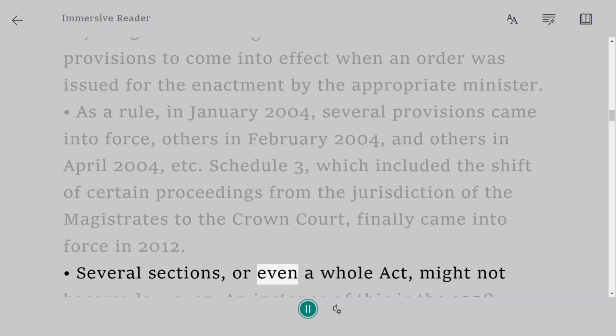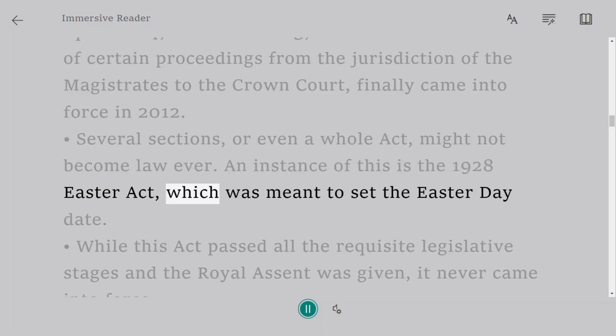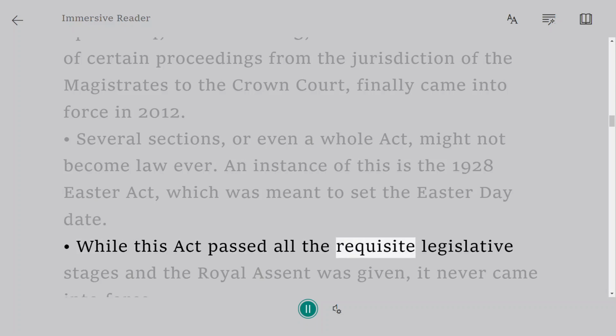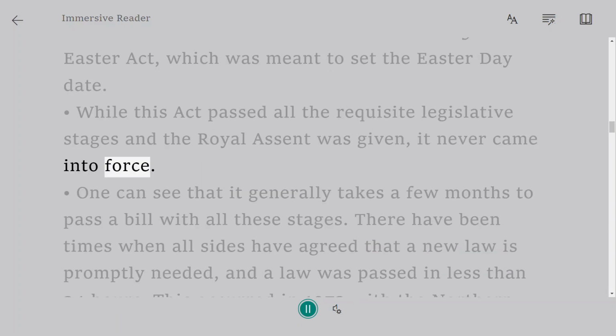Several sections, or even a whole act, might not become law ever. An instance of this is the 1928 Easter Act, which was meant to set the Easter Day date. While this act passed all the requisite legislative stages and the royal assent was given, it never came into force.